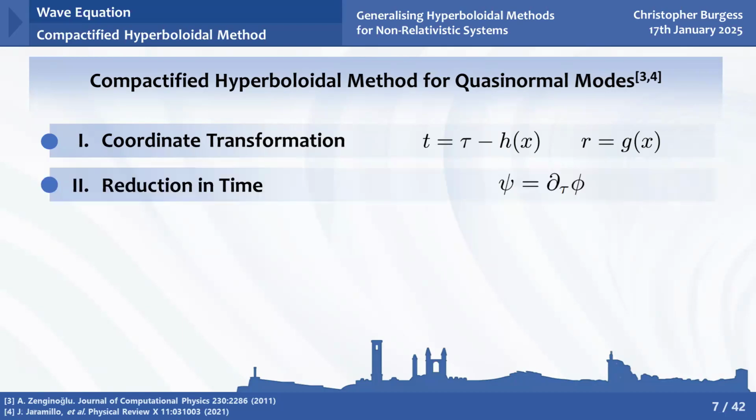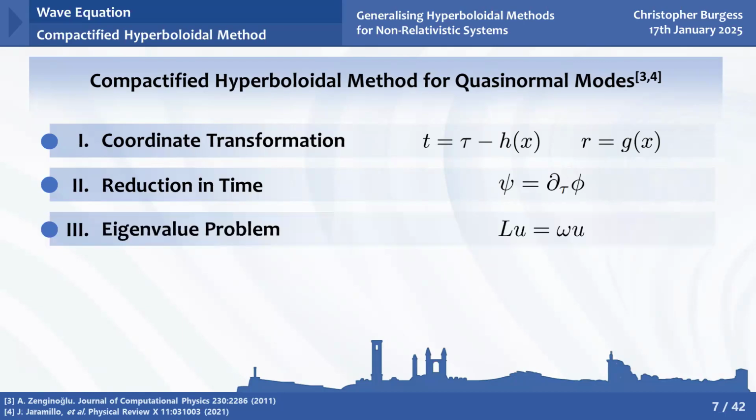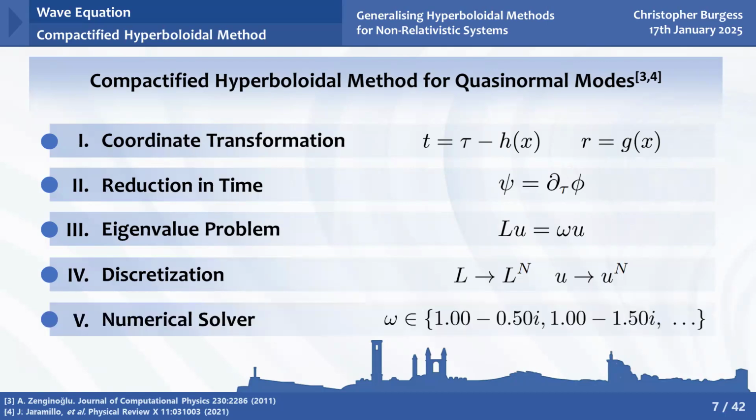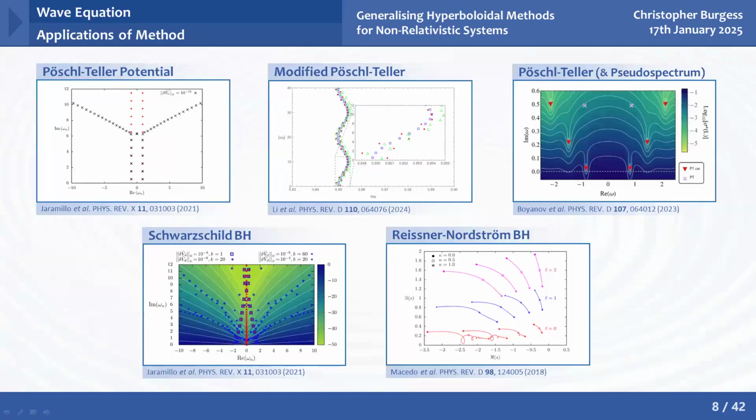You can then perform a reduction in time by introducing this auxiliary field psi. Then you arrive at an eigenvalue equation. You can discretize that using your preferred discretization scheme, and then employ whatever your favorite numerical solver is, and extract the QNM spectrum in that way. This has been used with great success in lots of different places. It's been applied a lot to the Pöschl-Teller potential, and I'm going to join in that rich tradition by applying it to the Pöschl-Teller potential again today.